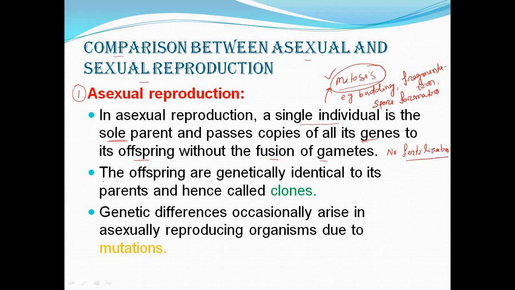Second point I have written here: the offspring are genetically identical to their parents. All the genetic information transferred to the offspring is identical to their parents, hence they are called clones. So clones refer to the offspring produced from asexual reproduction. Third point: genetic differences occasionally arise in asexually reproducing organisms due to mutation. This does not occur very often, only sometimes, and this results in variation.